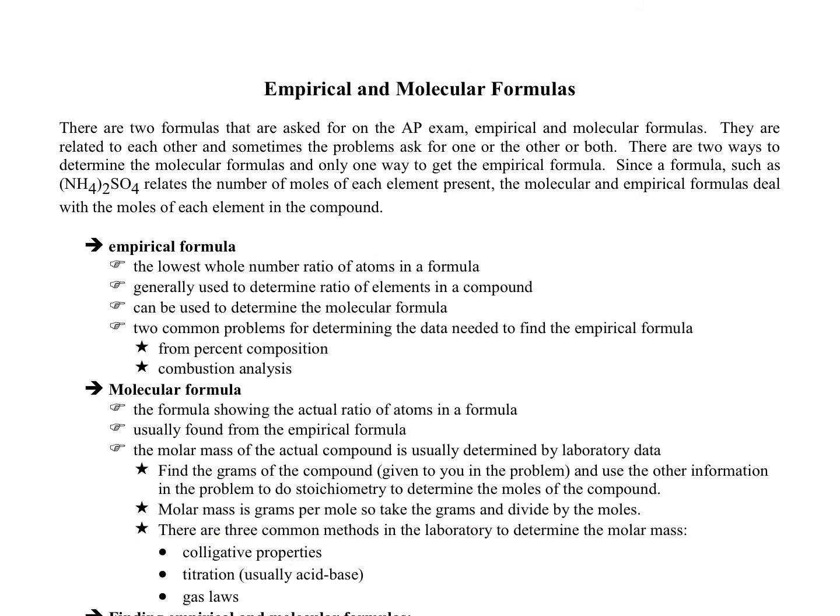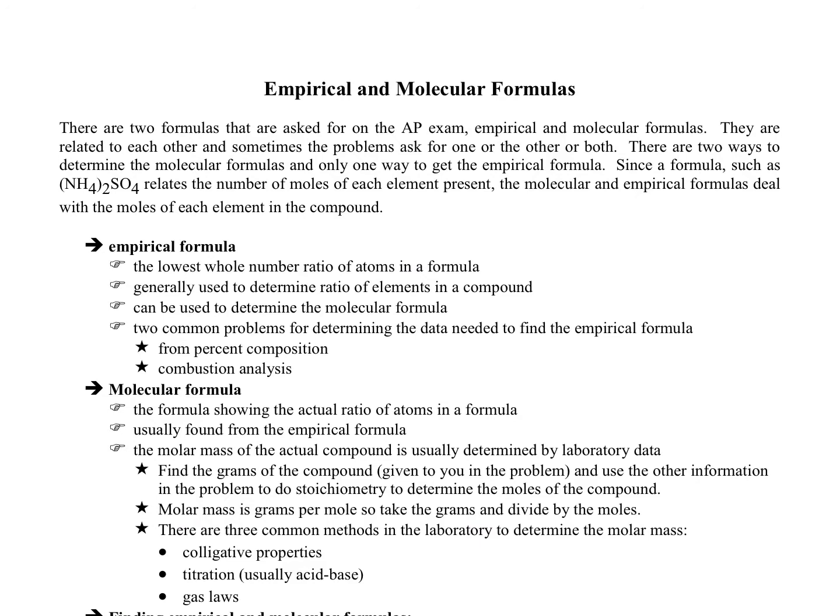So for empirical and molecular formula, there are 2 formulas that we're going to be asked for throughout AP, and those are the empirical and the molecular formula. These are related to each other, and sometimes the problems will ask for one, the other, or both. Since a formula such as ammonium sulfate relates to the number of moles of each element present, the molecular and empirical formulas deal with the moles of each element in the compound.